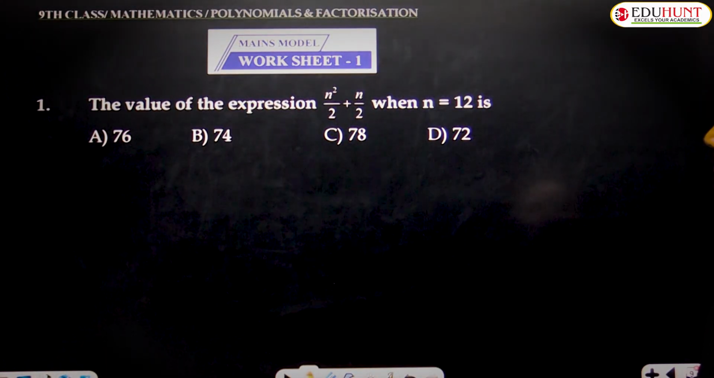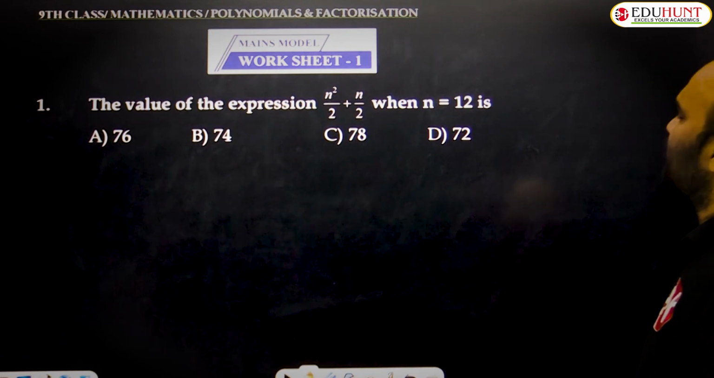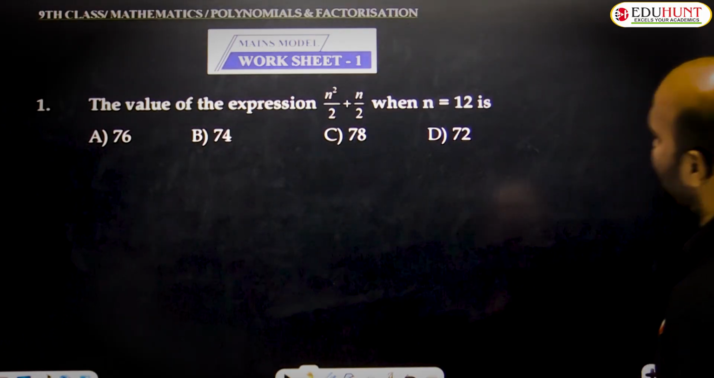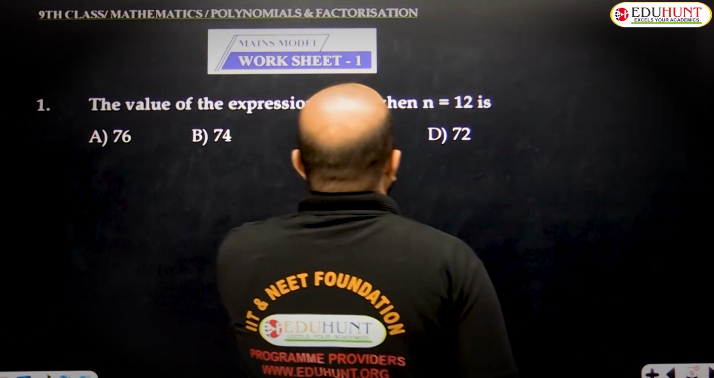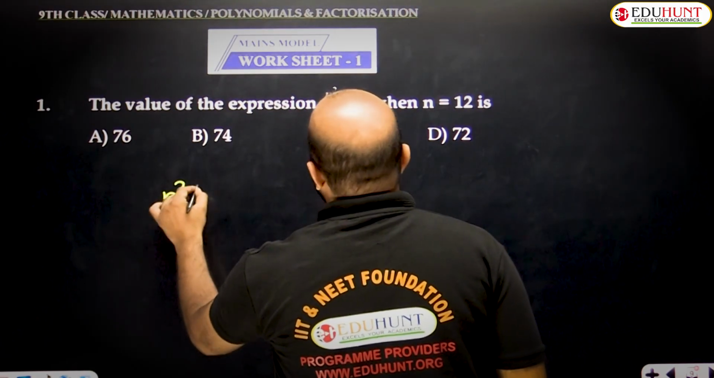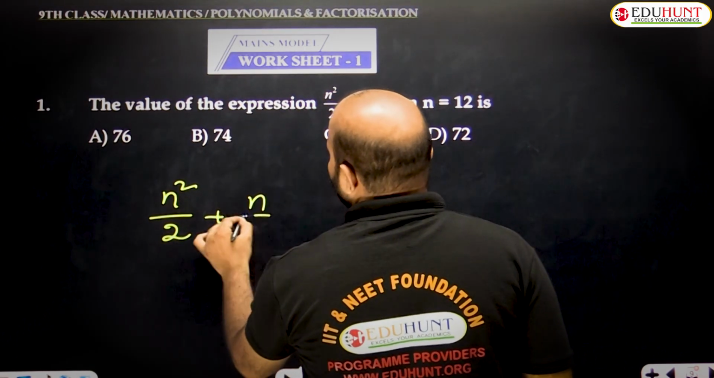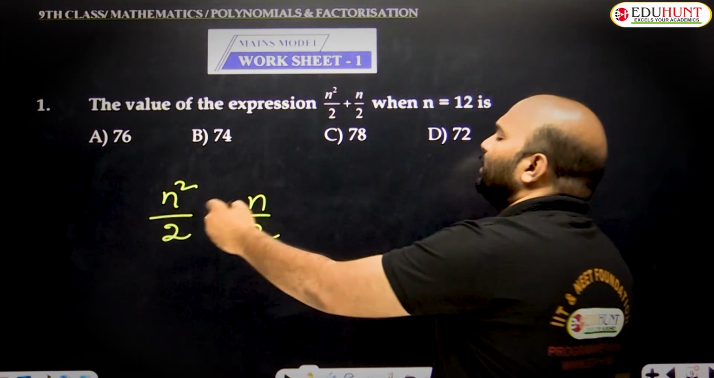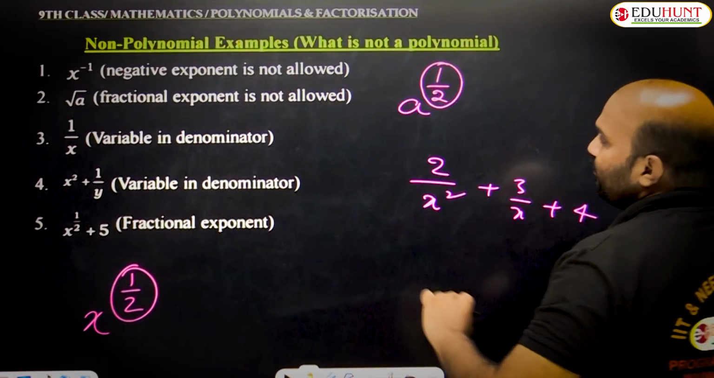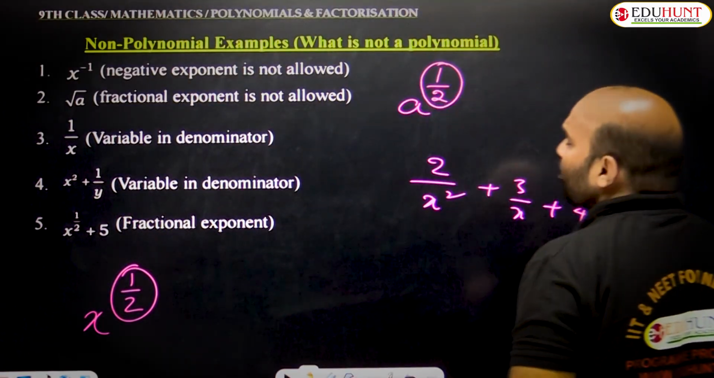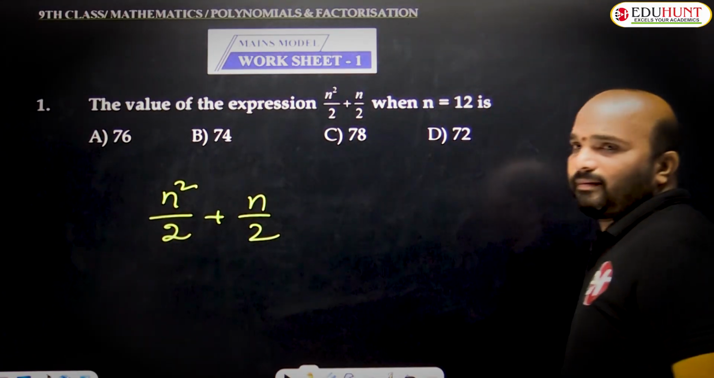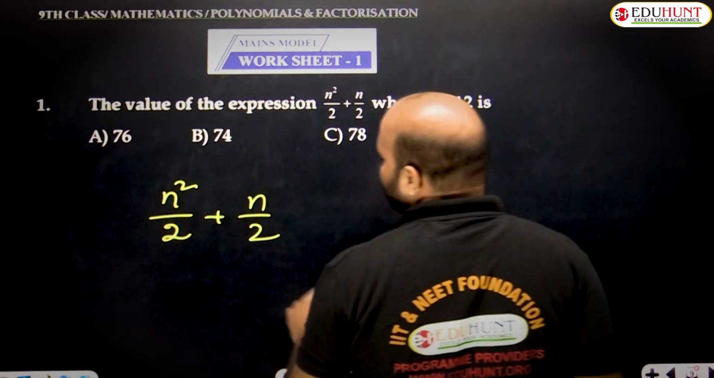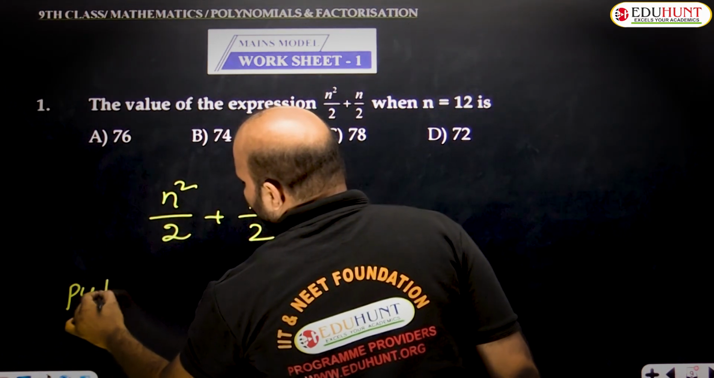Question number 1: the value of the expression n square by 2 plus n by 2, where n equals 12. Option A is 76, option B is 74, option C is 78, option D is 72. If n equals 12, what is the given equation? n square by 2 plus n by 2. It is a polynomial equation because the variable is not in the denominator. A variable in the denominator is not a polynomial, but here it is in the numerator, so it is a polynomial. It can be written as 1 by 2 into n square plus 1 by 2 into n. Put the value n equals 12.